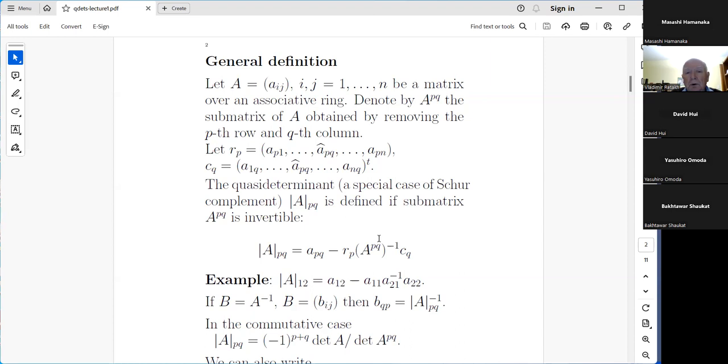Well, let's do the simplest example. Suppose you have n equals 2, a 2 by 2 matrix, and you want to start with A_12. Then it means that you have to remove the row containing A_12, so you remove the element A_11. Then you have to remove the column of index 2, so you remove A_22. The remaining element is just A_21, and if it is invertible, then you can just write exactly this expression.